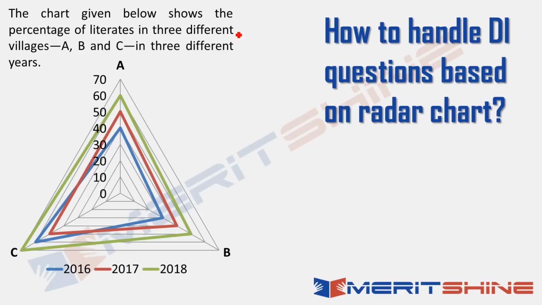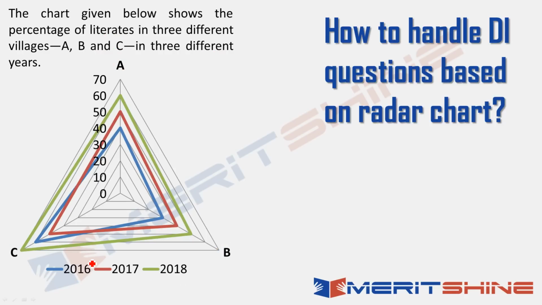Right, what is it like? It says the chart given below shows the percentage of literates in 3 different villages, A, B, C. So these are the villages: this is A, this is B, and this is C, in 3 different years. Which 3 years? 16, 17 and 18. Very simple data. Now how do you look at a radar graph? This is not just true for this particular set, but in general, how do you look at it? These are 3 years, 16, 17, 18.